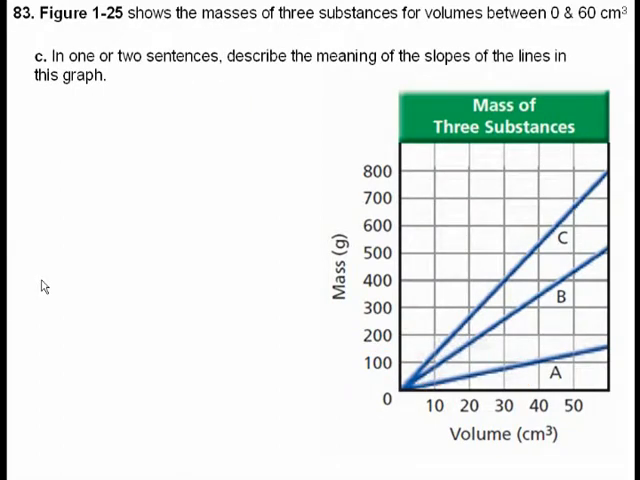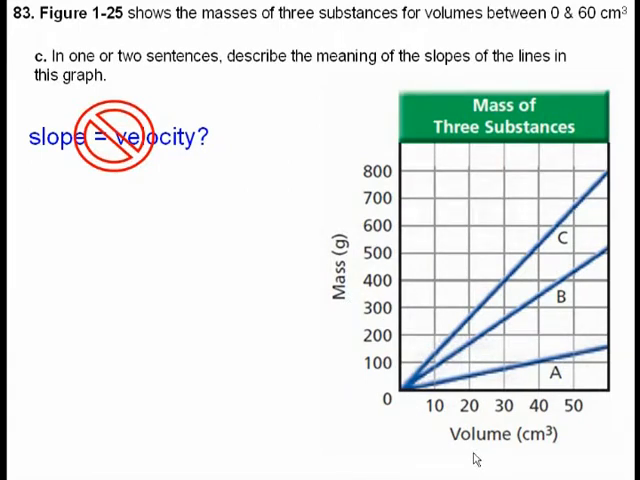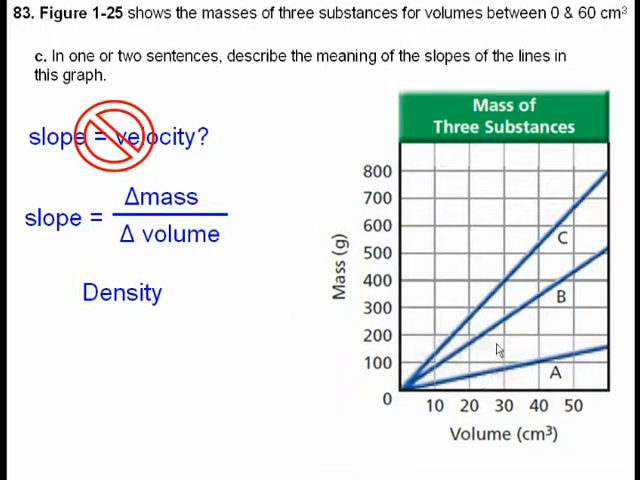In one sentence or two, describe the meaning of the slopes. In our notes this week, we said that the slope is the velocity? No, that's only true for a position time graph or a distance time graph. This is a mass versus volume graph. If we look at the slope, slope is change in y-axis over change in x-axis. So our equation would be the slope is the change in mass over change in volume. Mass over volume is a formula you should recognize from middle school or from chemistry. That is the definition of density. So this graph is showing the density of 3 different materials.